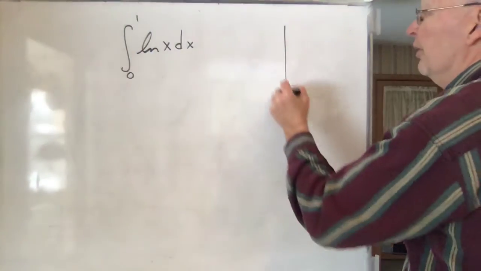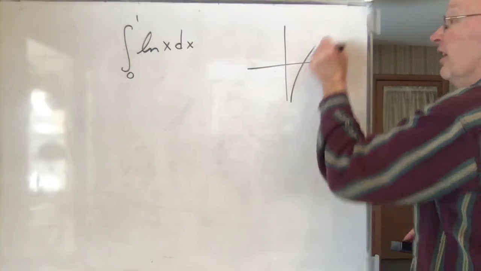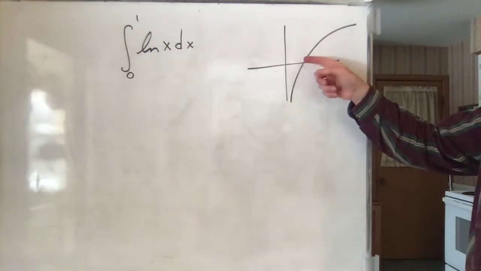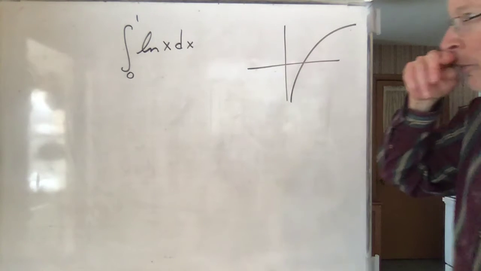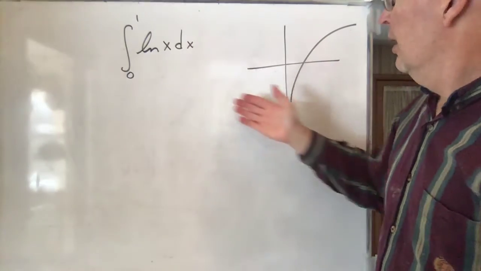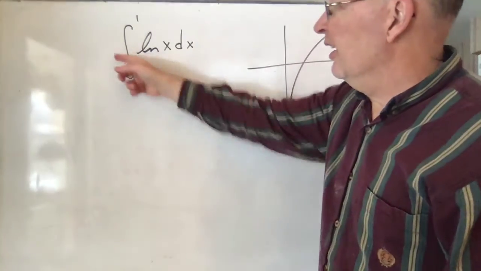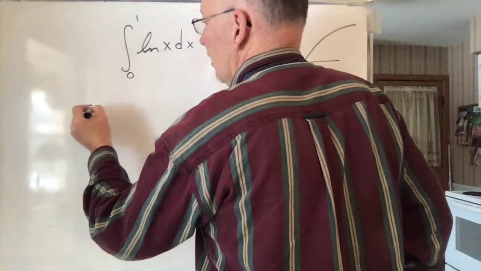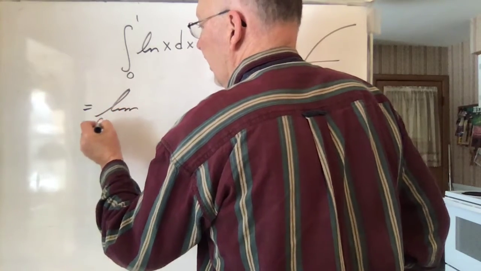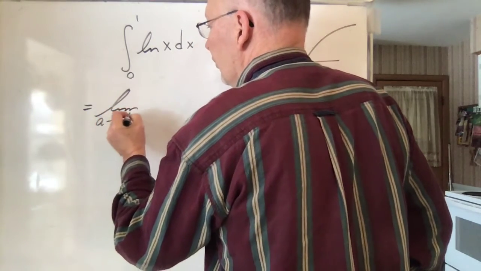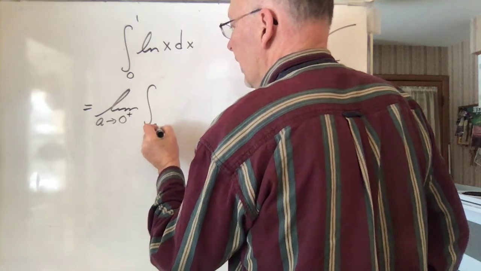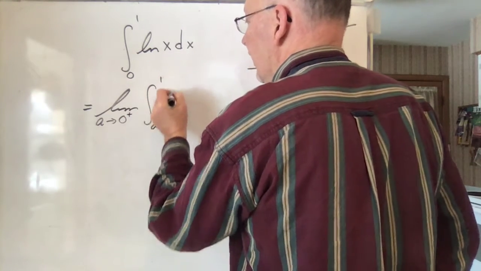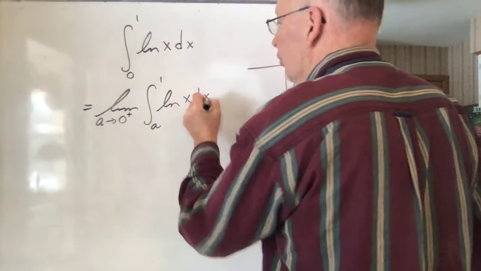Okay, there's one. What's the value of that? And again, remember what the logarithm function looks like. Looks like this. So this thing goes down to minus infinity as x goes to 0. So we can go through the process of saying this is the limit as a approaches 0 from the right of the integral from a to 1 of ln of x dx, and do it that way.